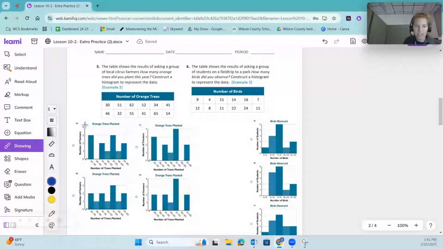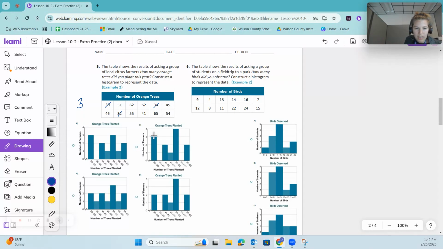On the histogram, we have the number of farmers that each of them planted. 4 was the most that any grouping did, so the graph just goes up to 4. Then they put a little break in the graph because 30 was the least number of trees planted, and then they counted by fives. So we're going to take a look here. 30 to 35 is our first bar. I have 3 there.